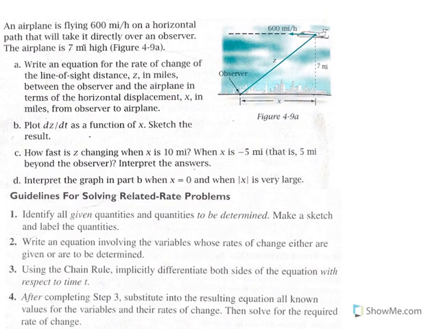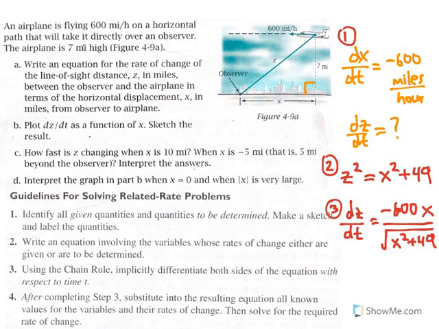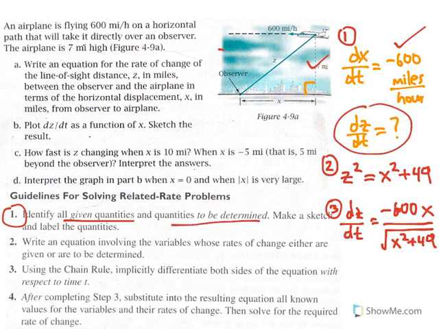So looking at what we've done so far, this is what we've done. In step 1, we identified the given quantities and the quantities to be determined. And a sketch was already provided. If it weren't provided, we would have had to do it ourselves. And we label the quantities as appropriate. But that was already done for us in this problem. In step 2, we wrote an equation involving the variables x and z. No calculus involved there, that's just pre-calculus. An equation involving the variables whose rates of change either are given or to be determined.